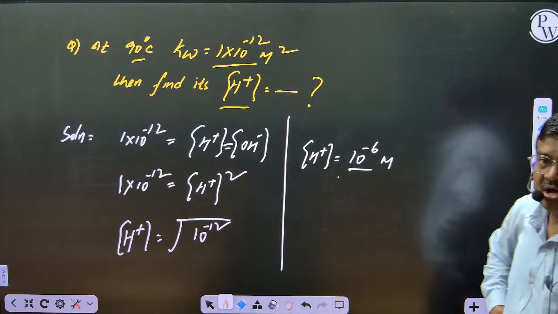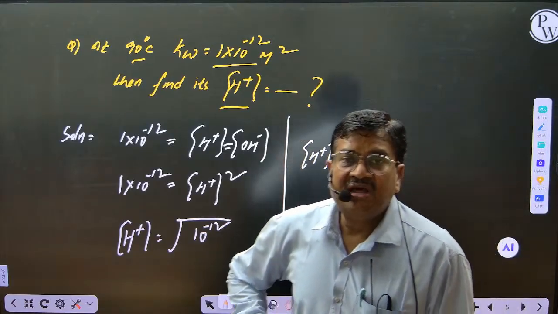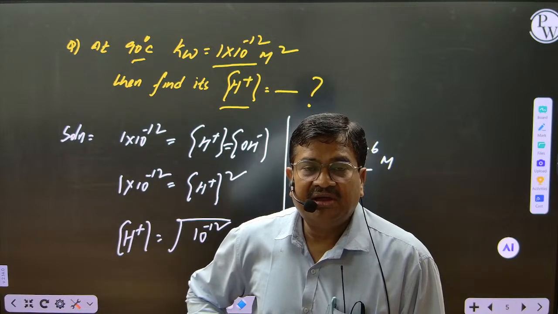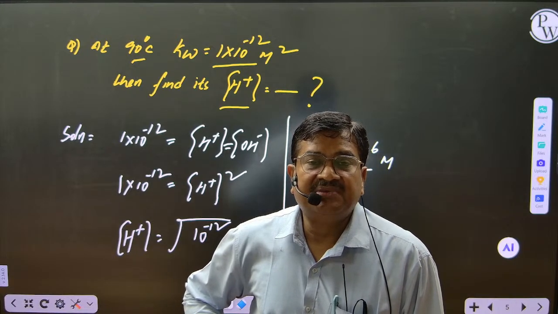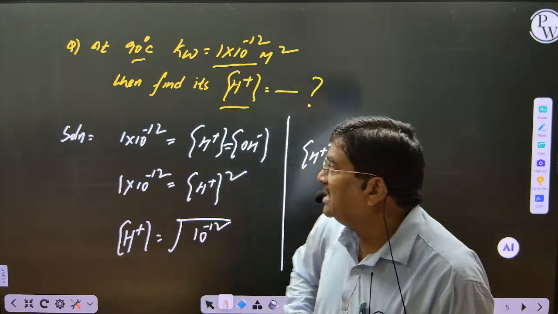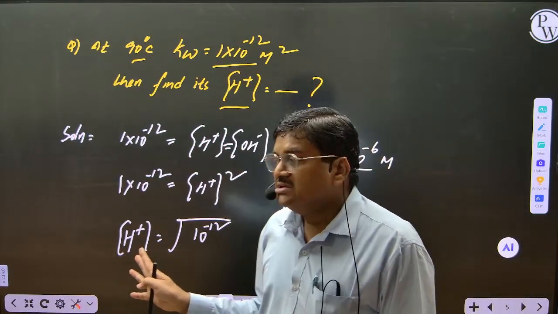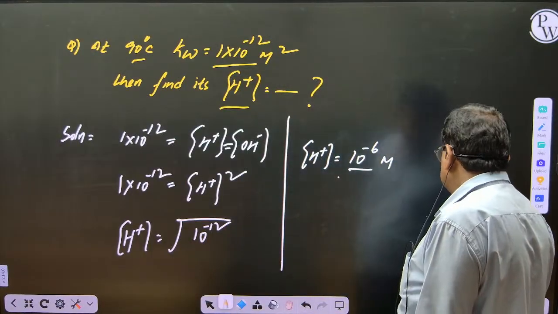So this Kw concept is completed. Understood, all of you? Till now we learned what Kw means and its applications. Now I have to teach the next concept, the pH concept. Write the heading pH concept and copy it, all of you.